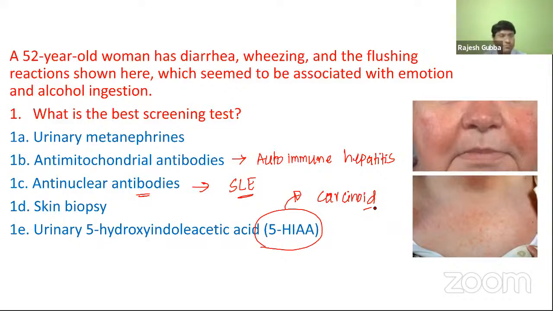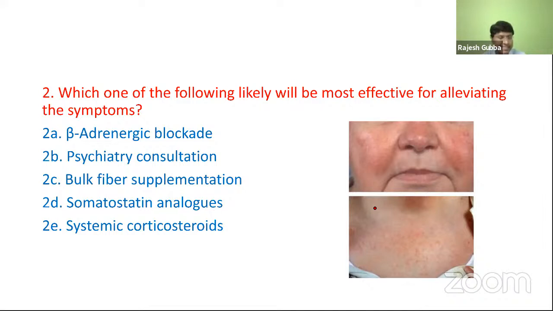Okay. Now, in the same patient, which one of the following will likely be most effective for decreasing the symptoms of the individual? Beta adrenergic blockade, psychiatric consultation, bulk fiber supplementation, somatostatin analogs, systemic steroids. What is it that you want to give?